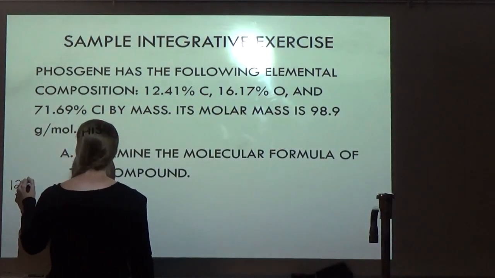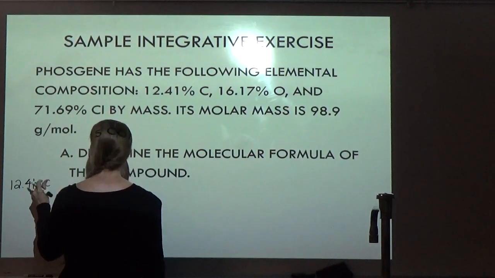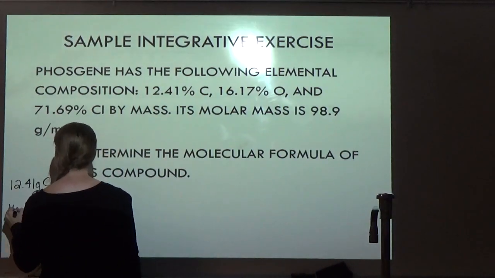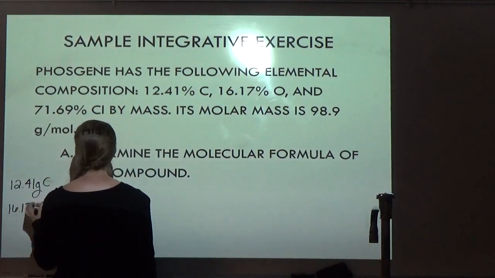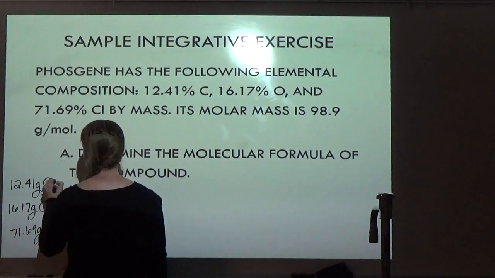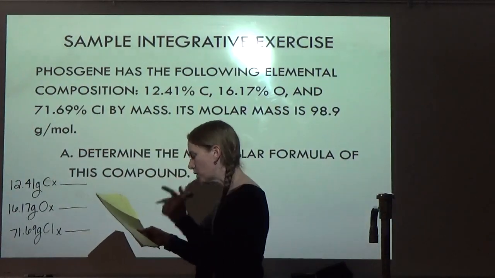So remember, step 1 is change percent to grams. So I have 12.41 grams of carbon, 16.17 grams of oxygen, and 71.69 grams of chlorine. Okay, so next step is I'm going to change all of them into moles.